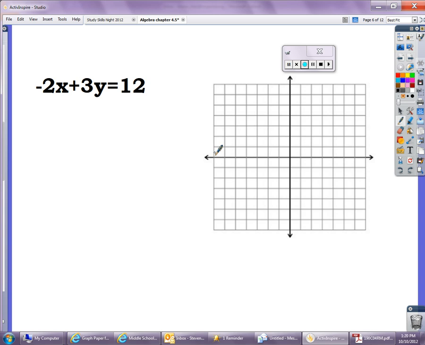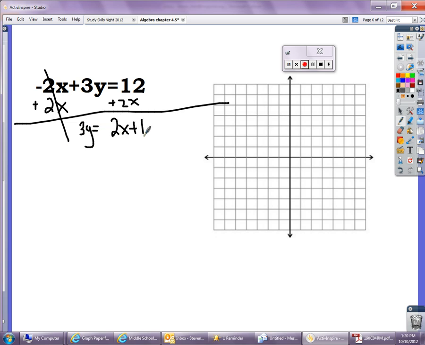Here's an equation, and again, this is in standard form, so you want to get it to say y equals. Since that is negative 2x, I'm going to add 2x on both sides. That way the 2x will move to the other side. So now I have 3y equals, I'm going to put the 2x first, plus 12. Then I'm going to divide everything by 3. Well, 2x divided by 3, you're really only dividing the numbers. So you have 2/3 times x plus 12 divided by 3 is 4.